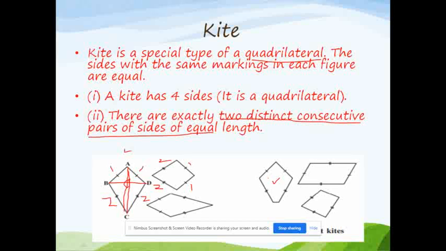You come to know this is not a quadrilateral because it consists of one, two, three, four, five sides. So it does not come under quadrilateral. Look at here. According to the condition, a pair of consecutive sides are not equal.